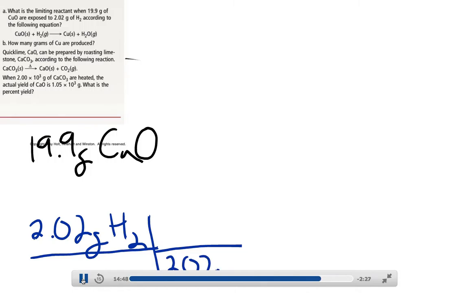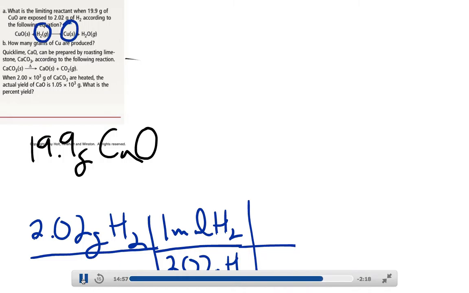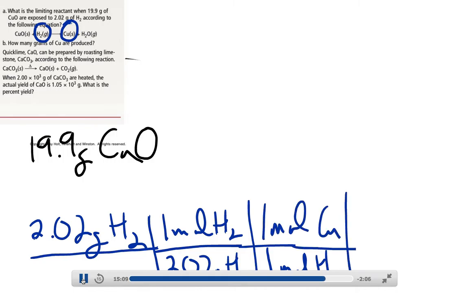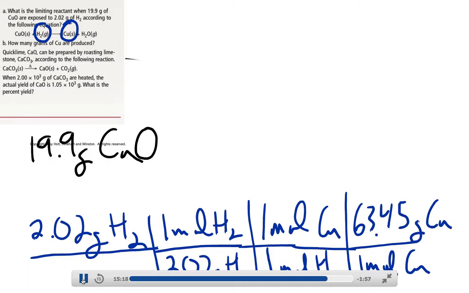So this is easy. 2.2 grams of hydrogen. I can convert this into moles of hydrogen fairly easily. Now, though, I have to look at the molar ratio. So hydrogen to copper, that's 1 to 1. We also want to check if our equations are balanced. This one is balanced. Gives me 1 mole of copper. Last step, take it out to a mass. 1 mole of copper will produce 63.45 grams of copper. So that's, again, the molar mass from the periodic table.